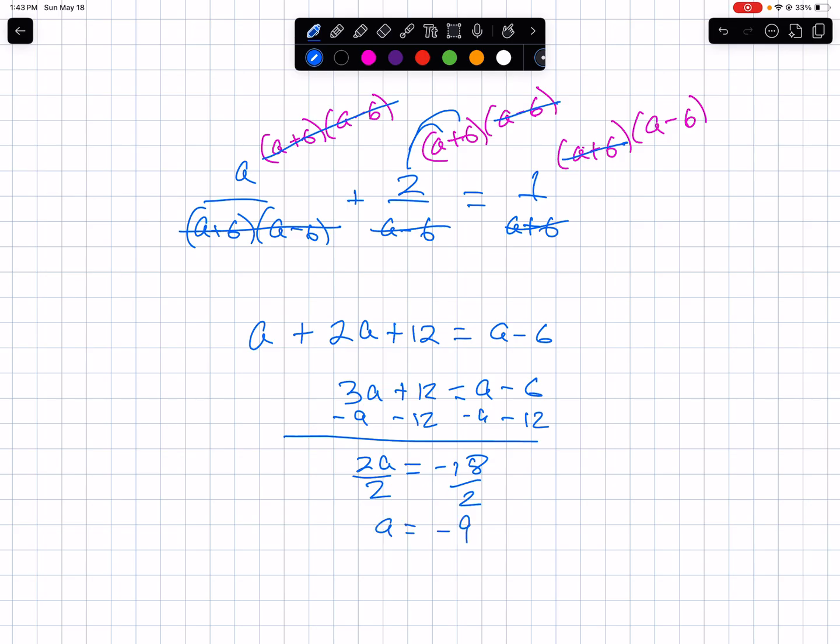Now remember, when you do these, the most annoying thing is you've got to make sure this answer doesn't cause any of the bottoms to be 0, because then it's extraneous. It doesn't work. Okay.